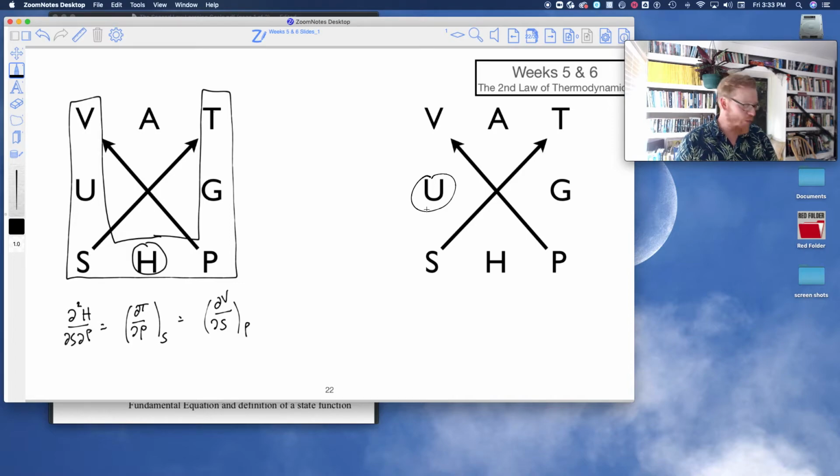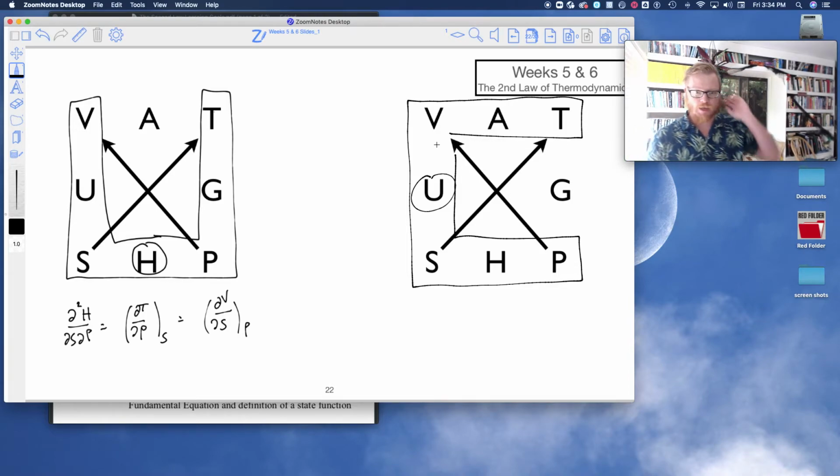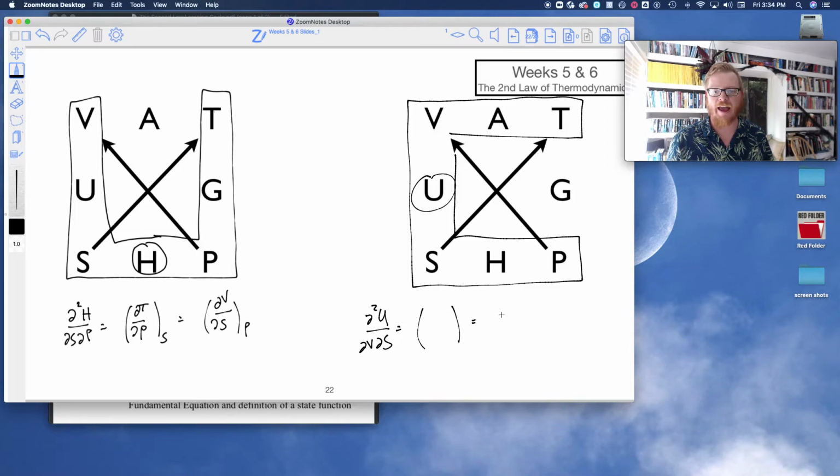Okay, let's do U. So now this thing is flipped on its side. We're still going to make this little horseshoe thing, but we're going to rotate the horseshoe. And now I can write U. So I know a second derivative in U, and it's sandwiched between the V and the S. Partial of V, partial of S equals. And I know that now I'm going to have derivatives at constant S, and derivatives at constant V.